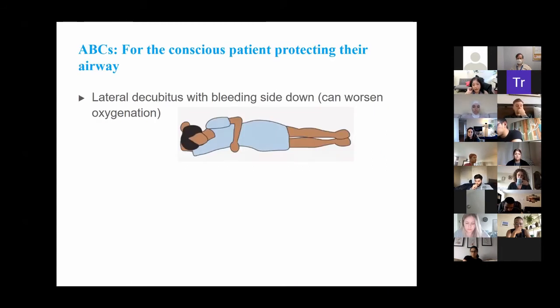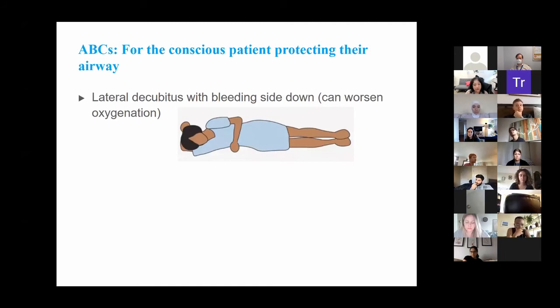What can you do if you walk in and go see this patient, and they're actually awake, they're protecting their airway, but they are coughing up a lot of blood? So what can you do immediately? You can ask them to lie in a lateral decubitus position with their bleeding lung down.